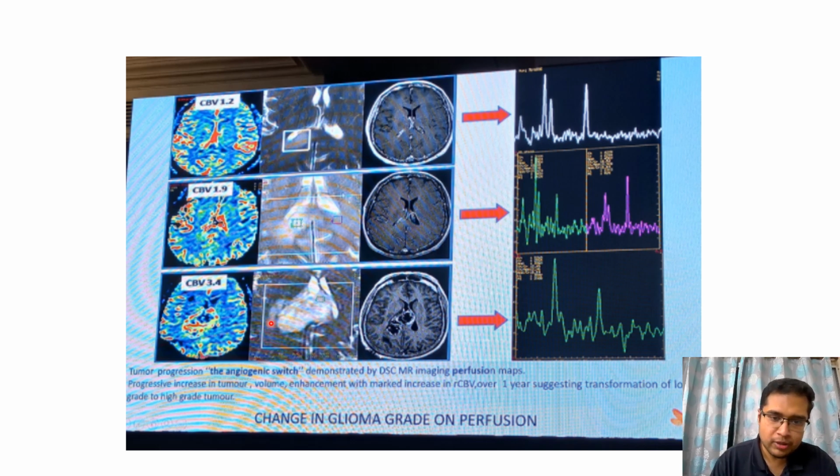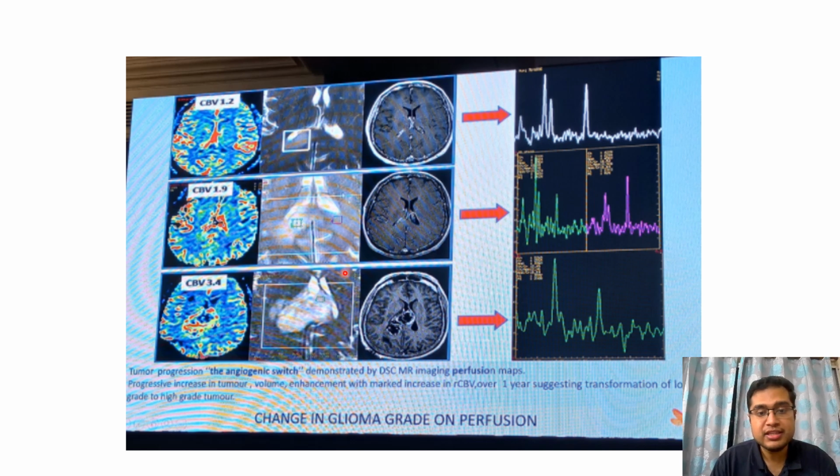As the tumor progresses, this area enlarges and CBV increases, and there is mild subtle enhancement seen on the post-contrast images. This phenomenon observed in the MR perfusion maps is called the angiogenic switch. As the tumor progresses from low grade to high grade, there is definitely an increase in the cerebral blood volume that is depicted on the perfusion imaging.